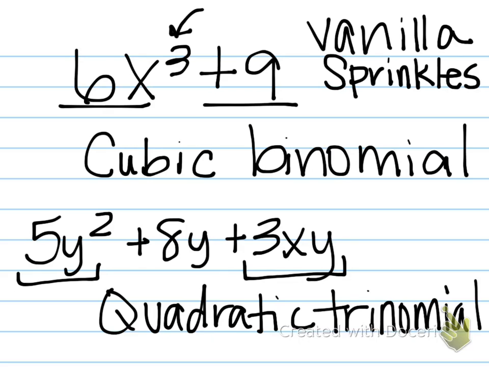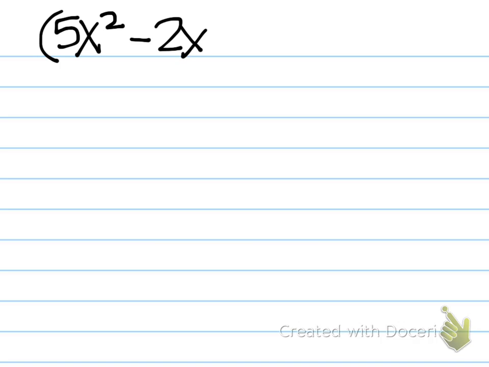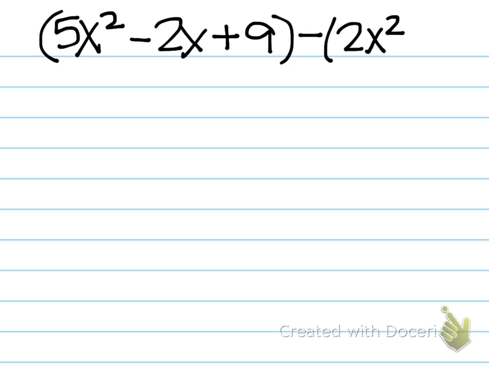Okay, let's talk about 16 and 17. You guys got so confused on these problems. These are just simplifying polynomials. So on number 16, I have 5x squared minus 2x plus 9 minus 2x squared minus 4. A lot of you guys wanted to FOIL here or use the distributive property.